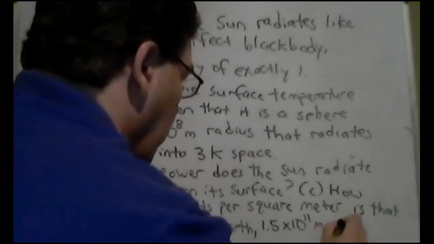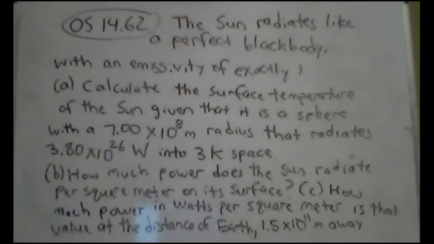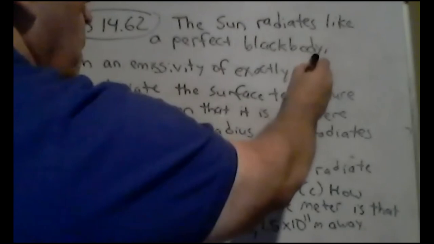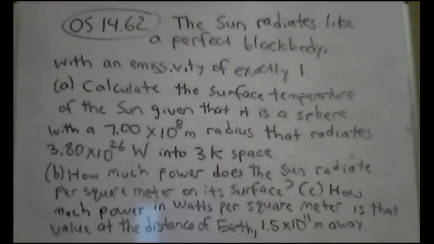Okay, three parts to this problem. The sun radiates like a perfect black body with an emissivity of exactly one. A, calculate the temperature of the sun given that it is a sphere with a 7.00 times 10 to the 8th meter radius that radiates 3.80 times 10 to the 26 watts into 3 Kelvin space. A lot of information there. B, how much power does the sun radiate per square meter on its surface? And then C, how much power in watts per square meter is that at the distance of Earth, which is 1.5 times 10 to the 11th meters away, the meter equivalent of 93 million miles.